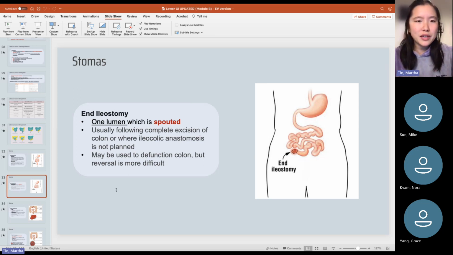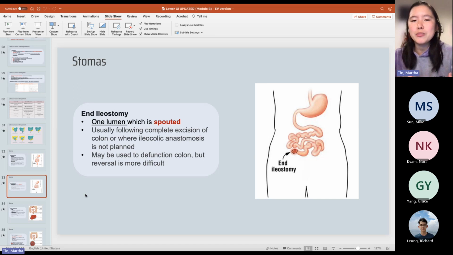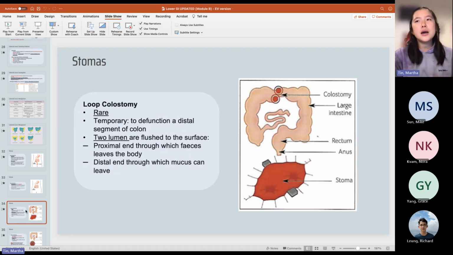An important thing to note about ileostomies versus colostomies is that ileostomies tend to be spouted, so there's a bit more of the ileum protruding out of the skin. Again, you can think about this logically in terms of the fact that the contents of the ileum are more likely to be liquid and more likely to be irritating to the skin. So you don't want that bowel to be completely flush to the skin and irritate the skin constantly, if that makes sense. So moving on to colostomies.